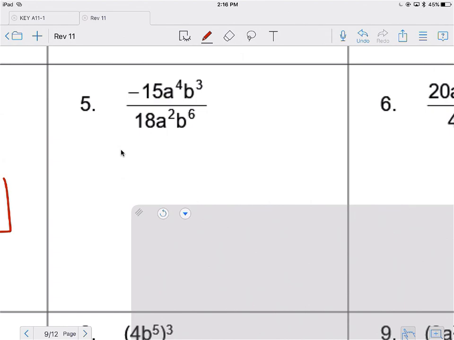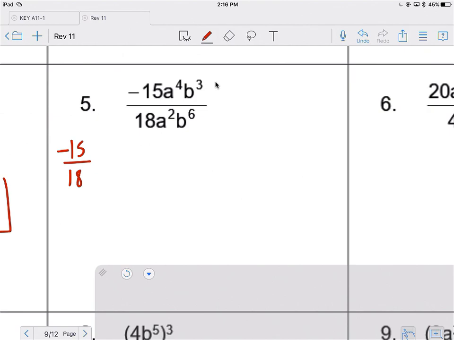Problem 5, we have a division problem. We don't have any parentheses, but I can see I have number, A, B, B. So I need to double check. I don't have any negative exponents, so I'm going to take it one piece at a time. So numbers first, and then letters. And with the letters, I'm going to take it letter by letter.